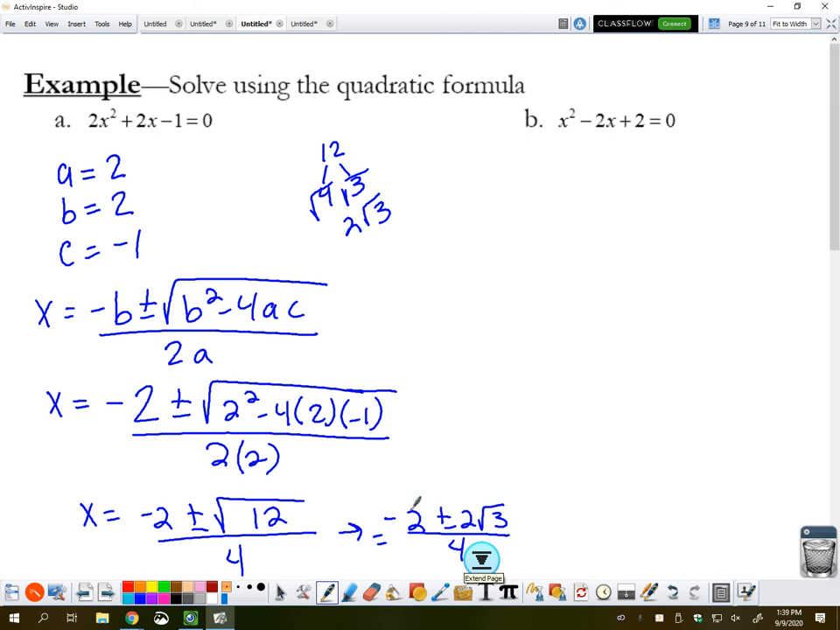So now we look, and this number, and this number are all divisible by 2. So we can reduce them, and that's your simplified answer.